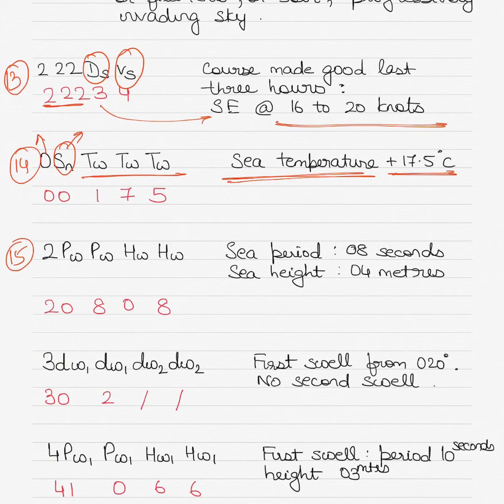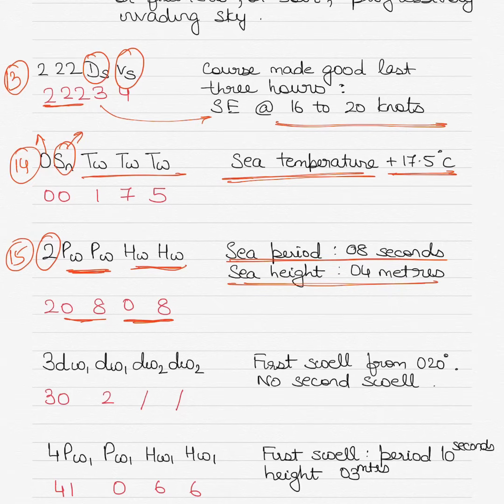Then I go into the section here, which gives me 2 is the indicator figure, PP is the period of waves in seconds, and HH is the height of waves in units of 0.5 meters. Alright, so if I say it's 08, that means the C period is 8 seconds. But if I see 08 for height of waves, because it is in units of 0.5 meter, you just half it and you will get the C height as 4 meters.